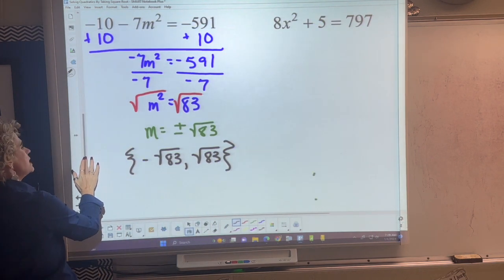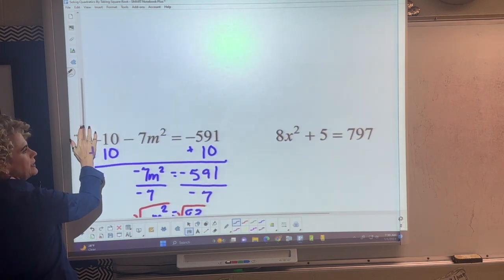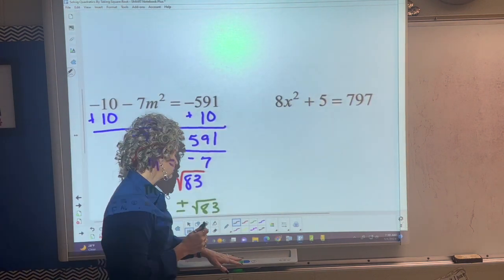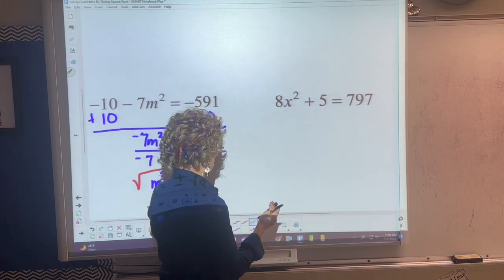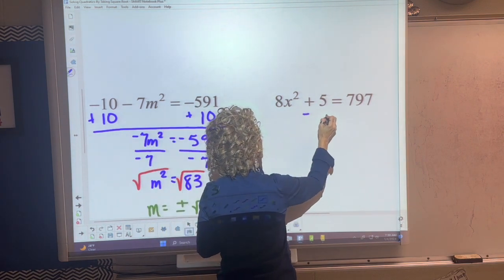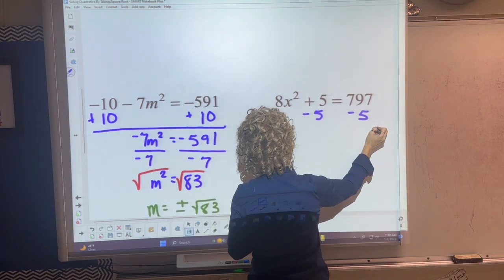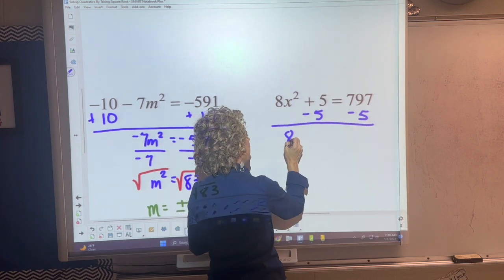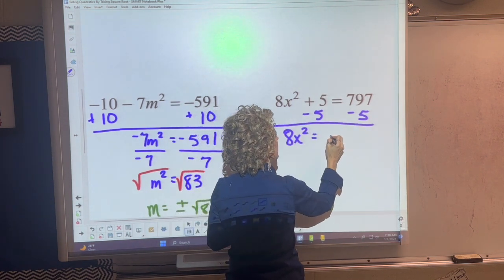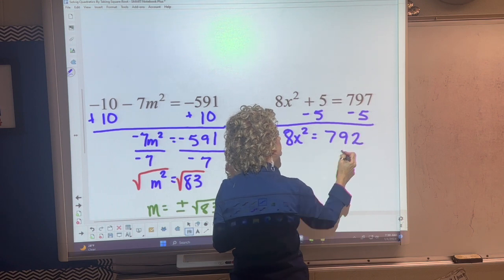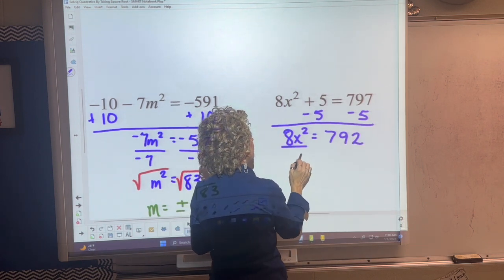Okay, so that's not too terribly bad. Now, if I come over here, again, I'm not sure how it is. It doesn't really matter. I'm going to subtract 5 from both sides because I want to isolate x. I get 8x squared equals 792. Okay, I'm going to divide by 8.